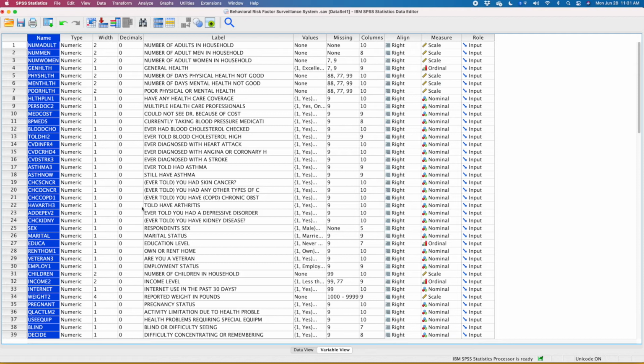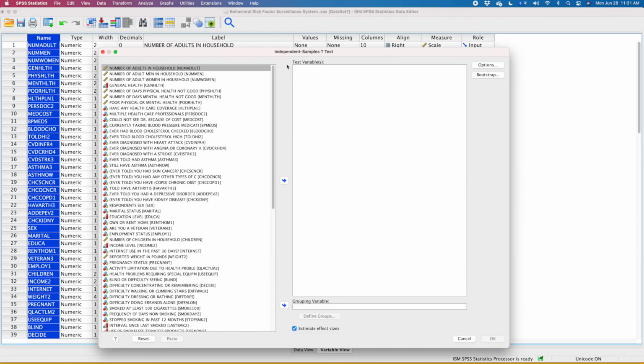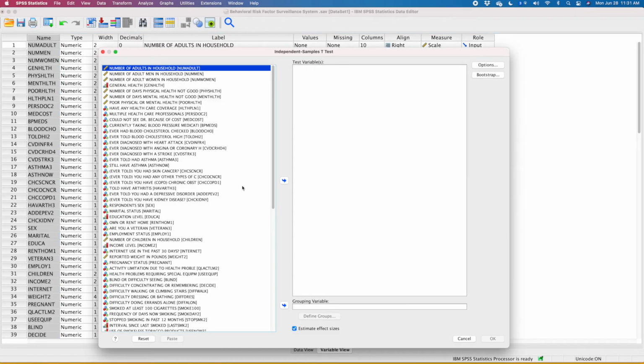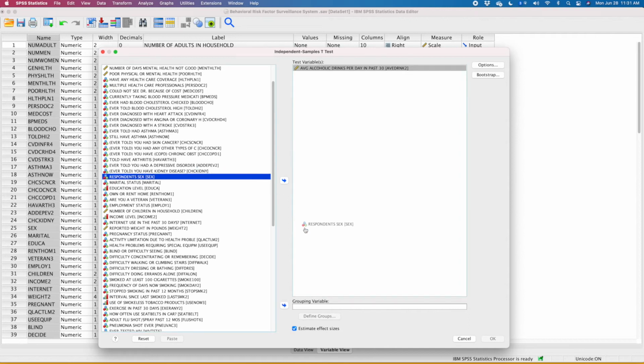With our research question and hypotheses articulated, we're ready to run the tests. Click on Analyze. Independent t-test is part of the compare means group, and here it is. I'm going to bring my alcohol variable over, average alcohol drinks per day in the past 30 days, and I will grab my respondent sex variable and I'll place it in the grouping box.